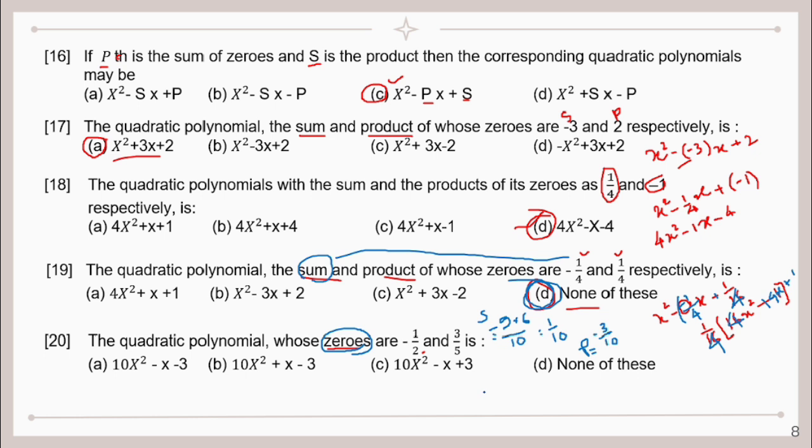So as usual, we will write the equation x square minus sum, which is 1 by 10 x, plus product, which is minus 3 by 10. If you multiply it by 10, you will be getting 10x square minus 1x minus 3. 10x square minus x minus 3 is the answer.